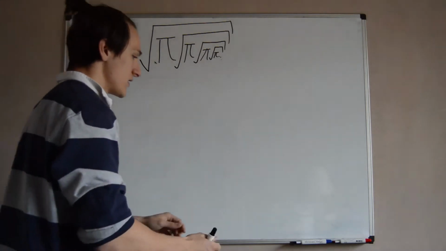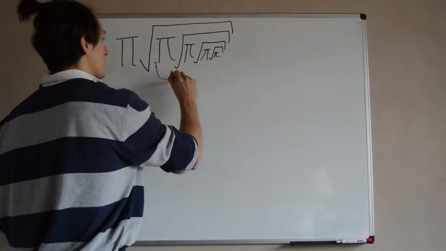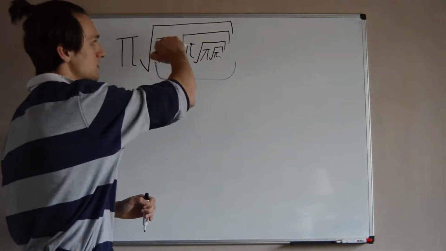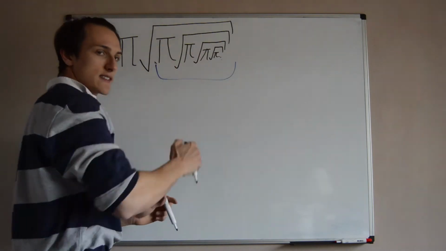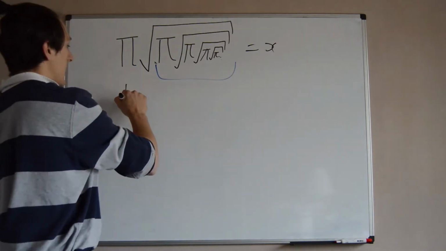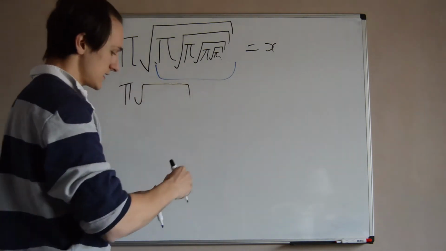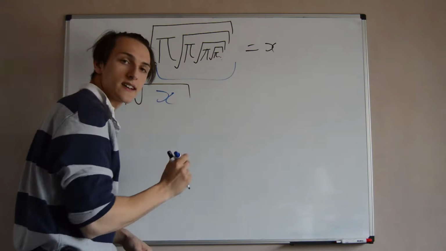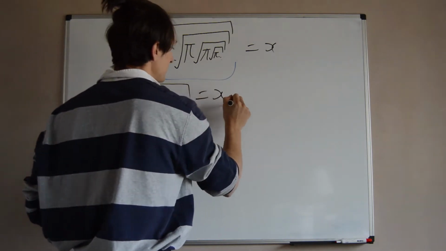Okay, so let's get straight into it. If we take the colour pen and we draw a box around here, we see that this part inside the square root looks the same as the entire thing. So if I call the entire thing x, then I have pi times the square root of this thing in blue, which I said was x. This is equal to x itself.